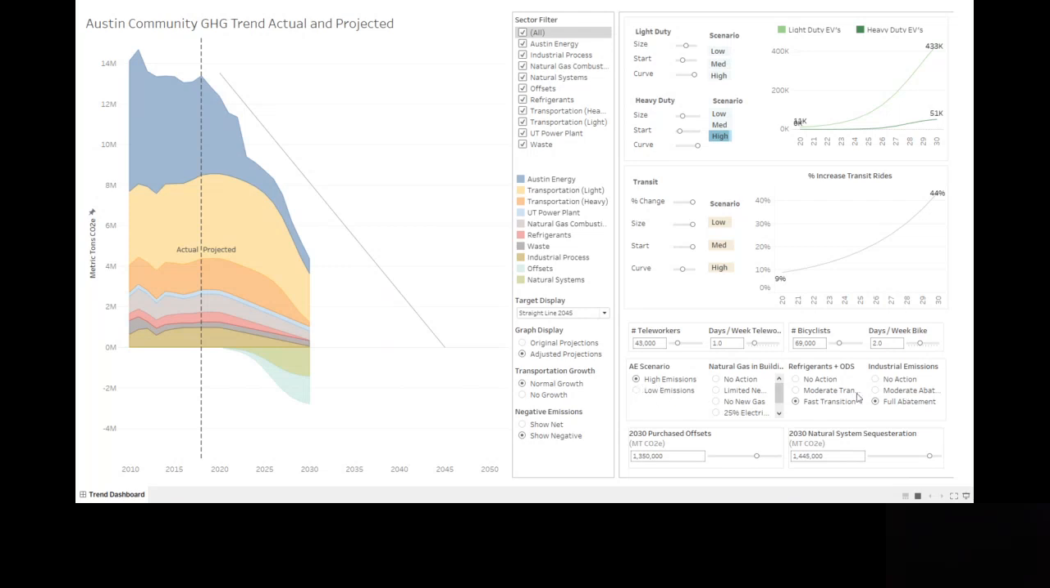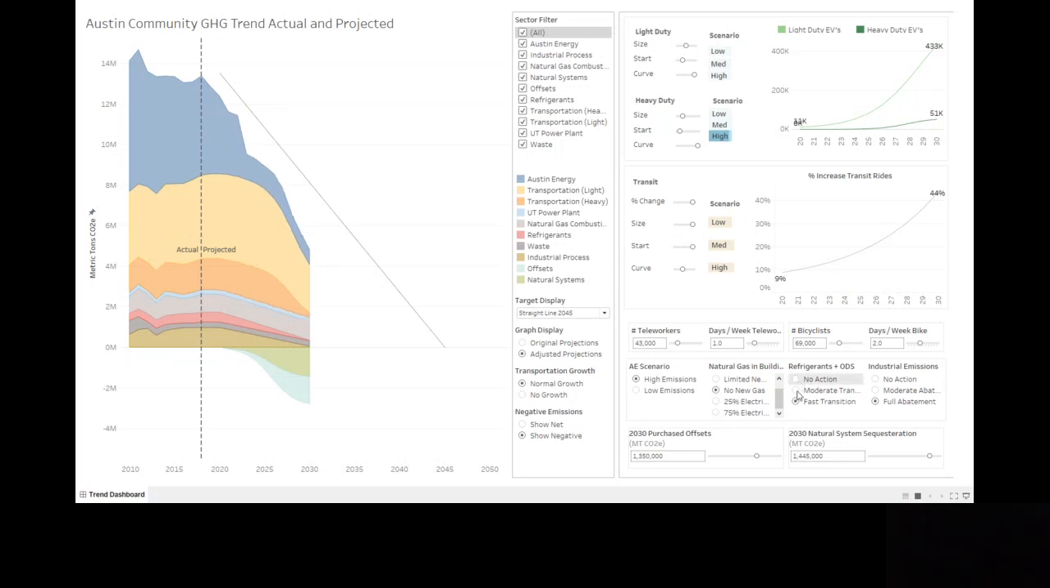Below that, we have quick options for the next four sectors. So Austin Energy has a low or high emissions scenario that may or may not happen. Either one could happen over the next 10 years. As far as natural gas in buildings, we think that we could have no action, have some limited new natural gas, no new natural gas, or various degrees of electrification of existing buildings. So existing buildings that have gas being retrofitted to not have gas. And those all have different emissions curves that you'll see on the graph.